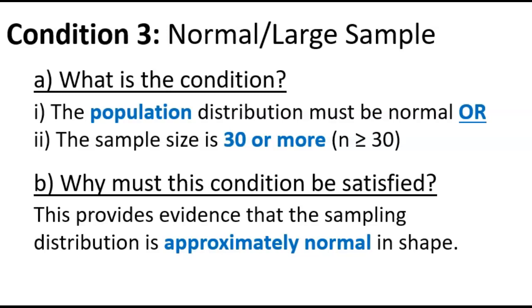Either it has to be from a population that is normal. That is very rare because a lot of times we don't really know about it. Or the sample size needs to be big. And when we say big, we say 30 or more, right? If that is true, then we know that the sampling distribution has that approximately normal shape.